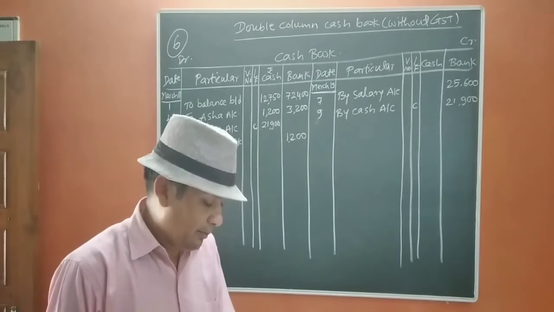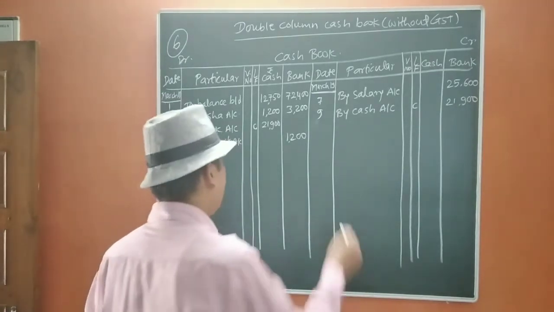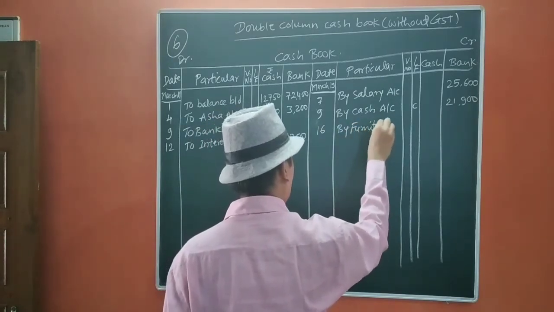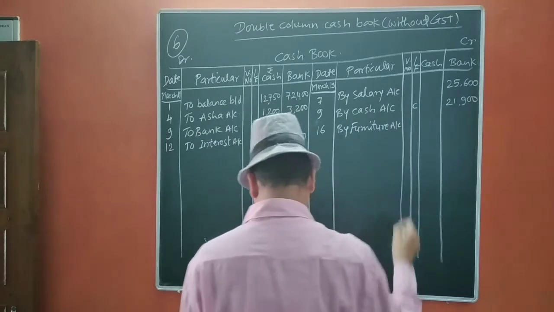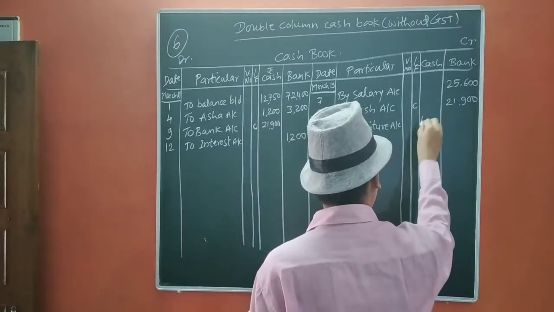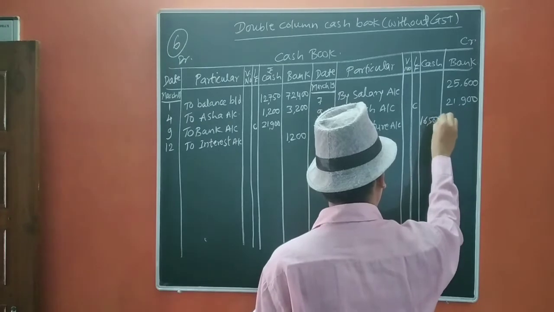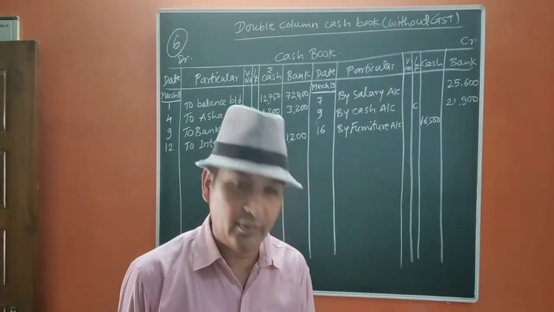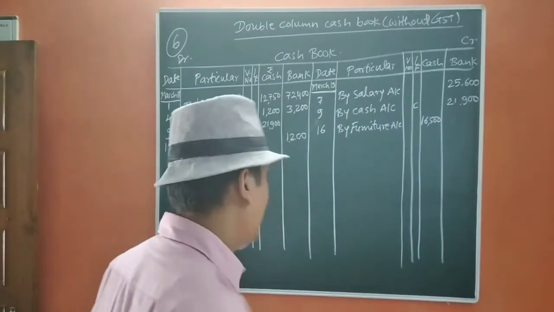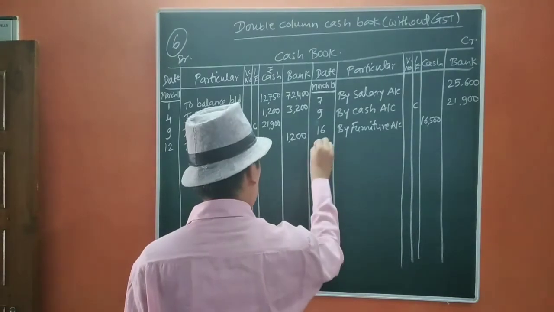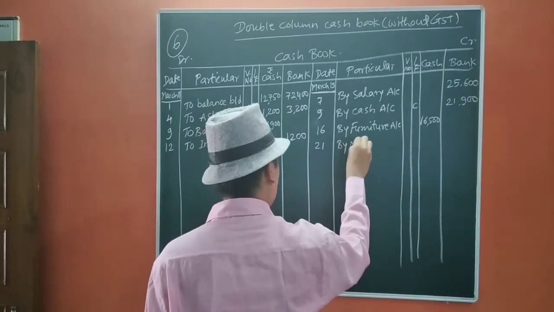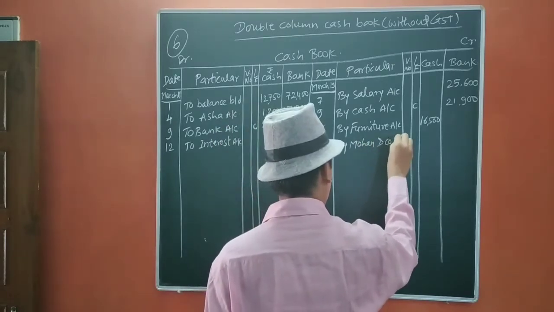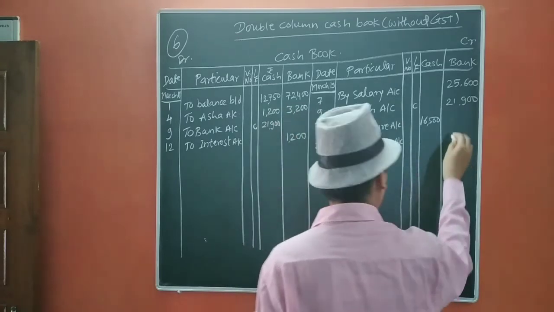Okay, purchase furniture in cash, 16. So by furniture account withdrawn out of cash 16,500. Okay. The next one is paid Mohan and Company by check, discount received 100. 10,900 we have paid by check, that is out of bank. So by Mohan and Company. Amount is 10,900.